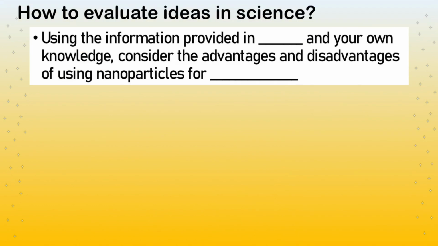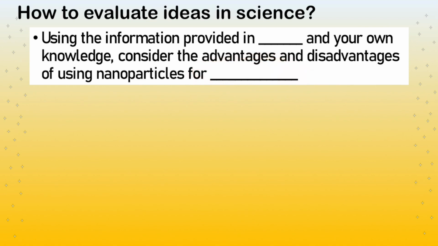With an evaluation question, this is a typical type of phrasing that you get. So using the information provided and your own knowledge. So it might be a table, it might be a graph, it might be a chunk of text they want you to analyze and take data from. You need to then consider the advantages and the disadvantages of using nanoparticles. They might give you a suggestion, like perhaps it's in medicine, and the table or whatever data is linked to medicine, and you need to then talk about the advantages and disadvantages of that.